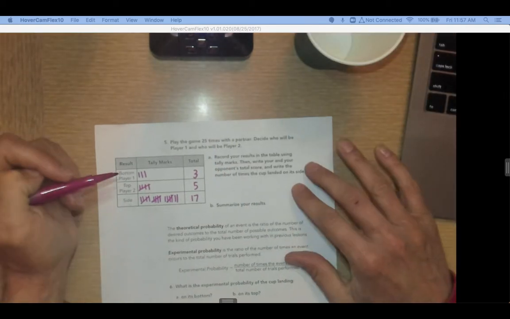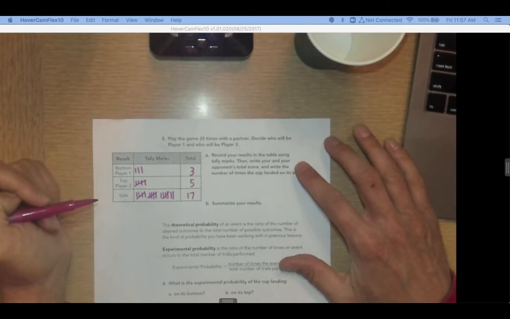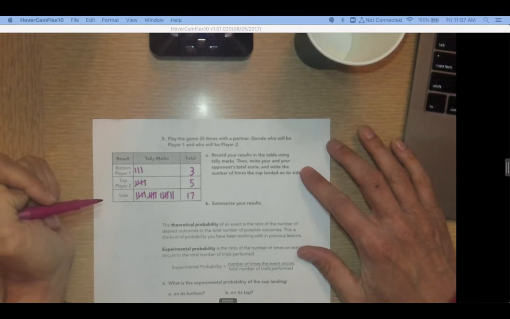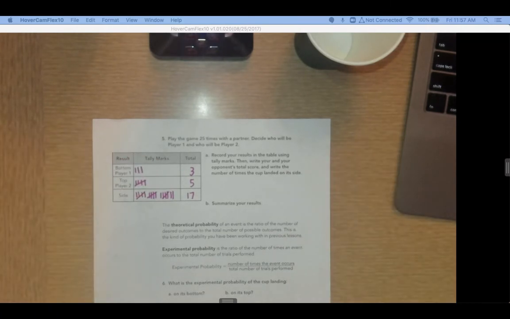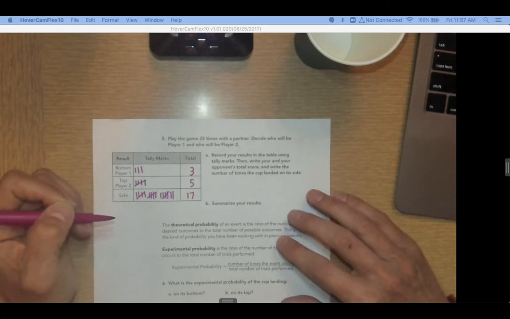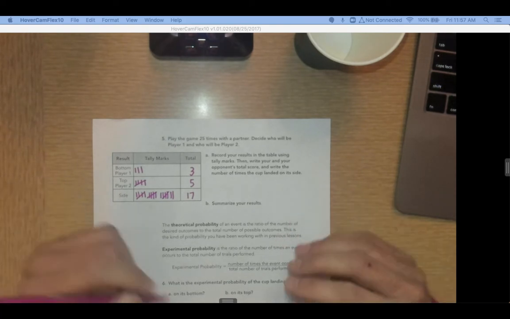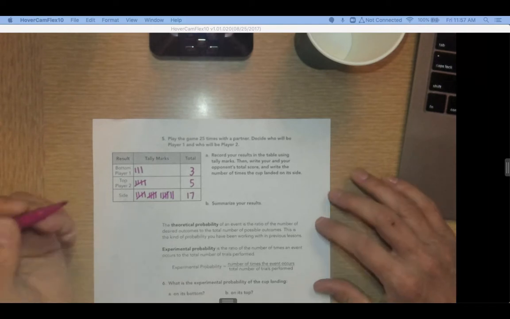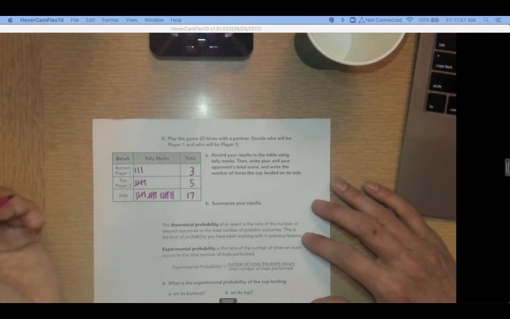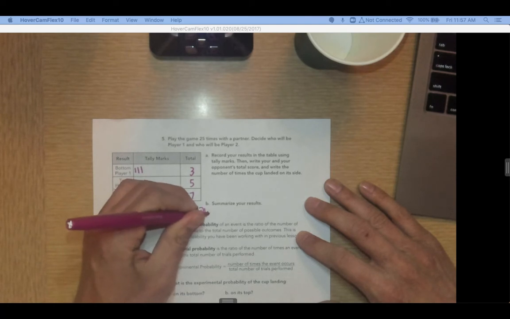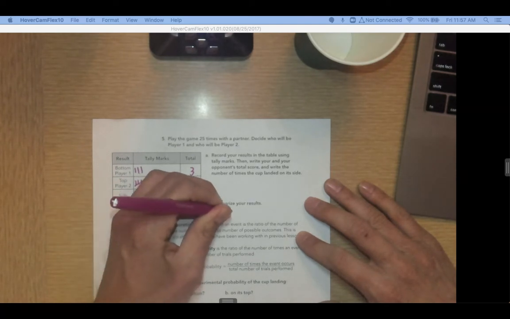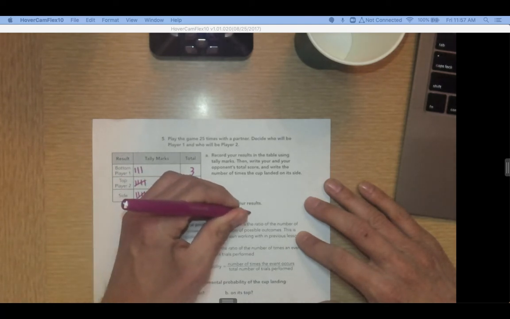Okay. So record your results in the table using tally marks, then write your and your opponent's total score. Well, the score, yeah, that'd be the score because it's 1 point per. All right. And write the number of times the cup landed on its side. Done. All right. Summarize your results. I don't know. Player 2 won. There were a lot of sides.